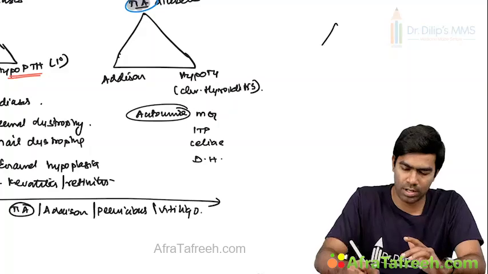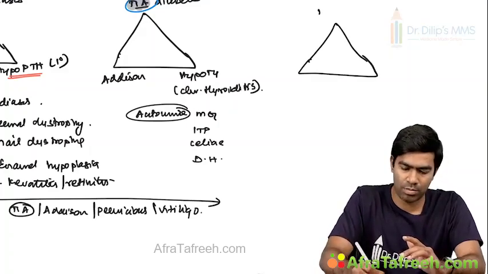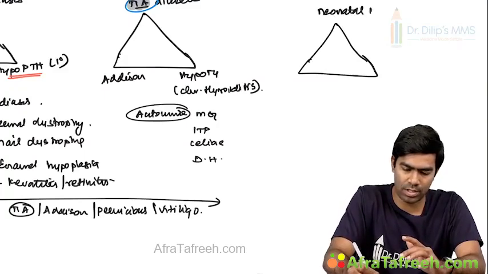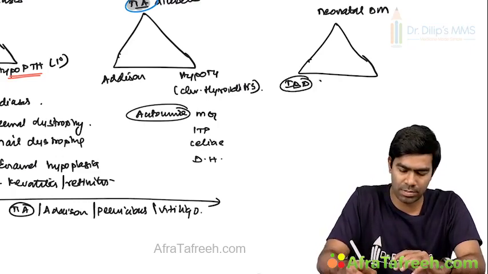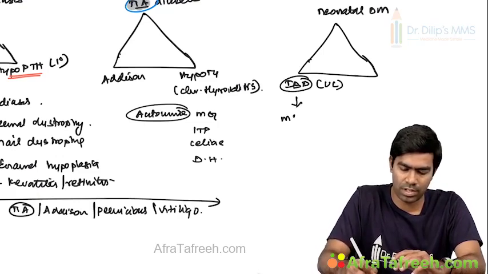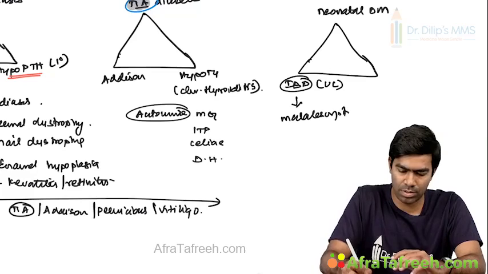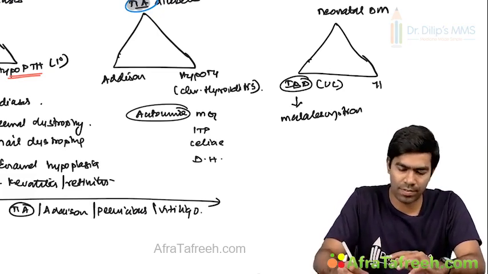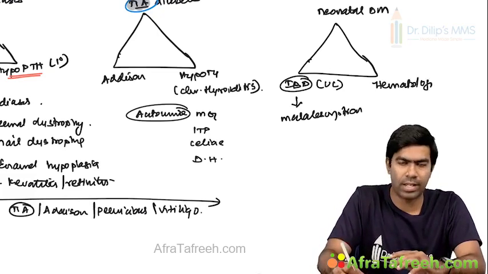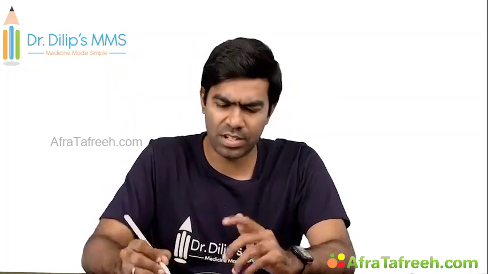IPEX, again, you can remember by a triad. These patients tend to have neonatal diabetes mellitus. At the same time, they tend to have an IBD-like picture, especially ulcerative colitis-like picture, which can eventually result in malabsorption. And these IPEX patients also tend to have hematological complications like hemolytic anemias and probably thrombocytopenia as well. So you should know this hematological association. Other features, generally, they don't have that much to be told.